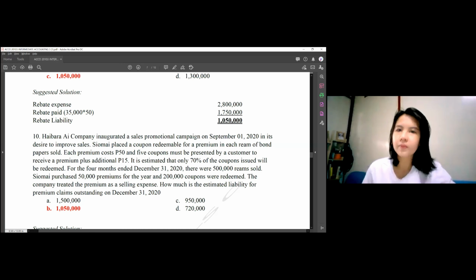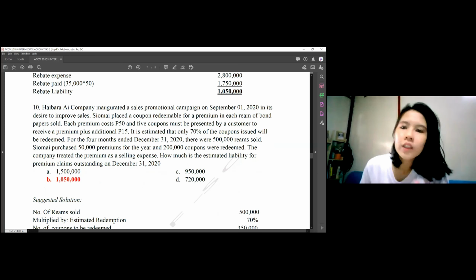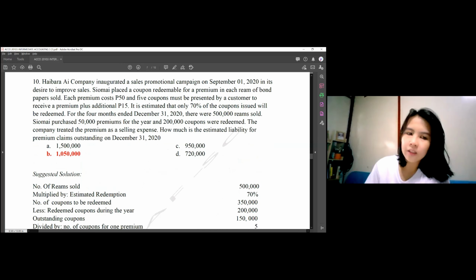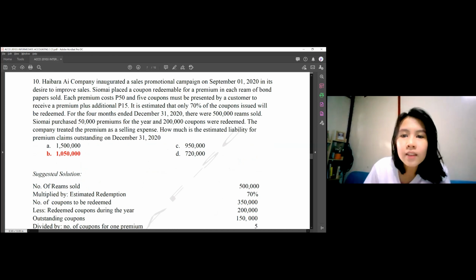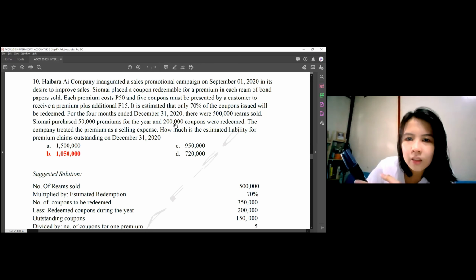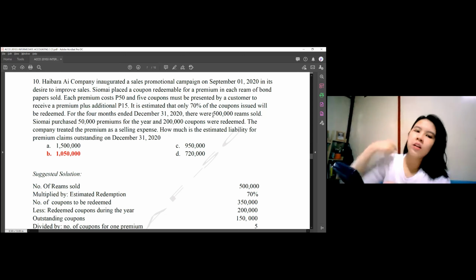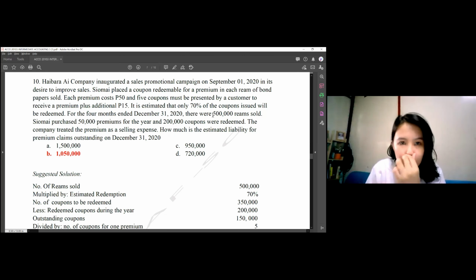Okay, sige. Start tayo dun sa nabenta niya na reams ng bond paper. So, that's 500,000. Multiply natin sa 70% na estimate nila na mare-redeem during the year. That's 350,000 na mare-redeem minus lahat ng na-redeem during the year, which is this 200,000. We'll get 150,000 coupons.